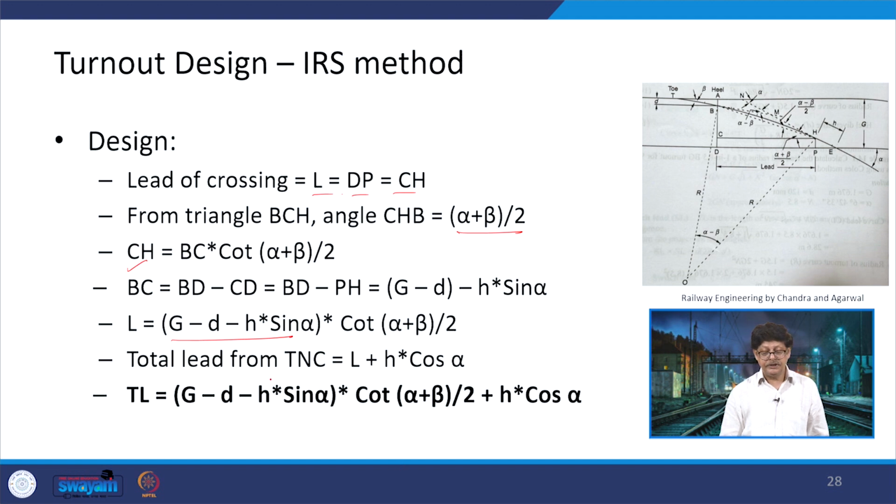And the total lead from the T and C, if we are talking about how much is the distance from the T and C, then this H cos alpha is also added. So, this H cos alpha is being added, and we will get the total lead.